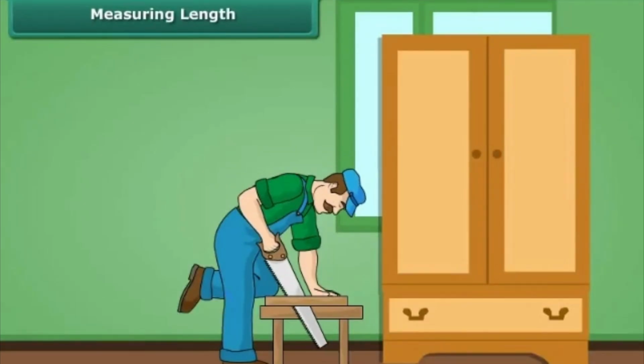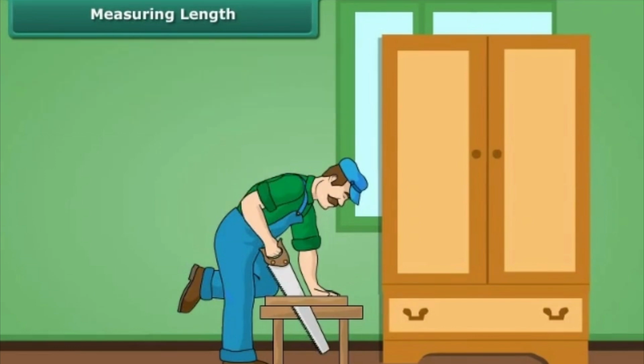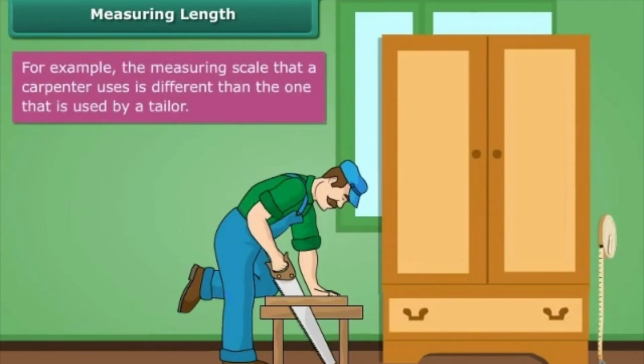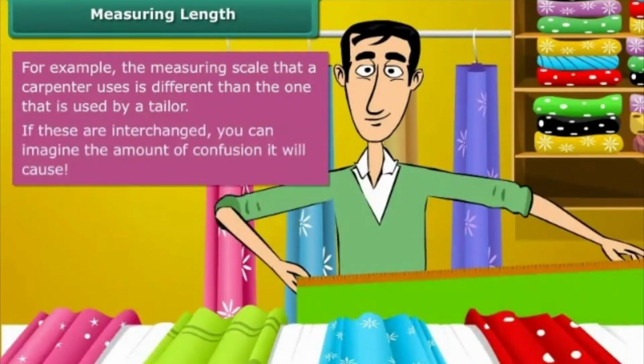Measuring length. For measuring the length of any object, we need to choose an appropriate device so as to get accurate results. For example, the measuring scale that a carpenter uses is different than the one that is used by a tailor. If these are interchanged, you can imagine the amount of confusion it will cause.